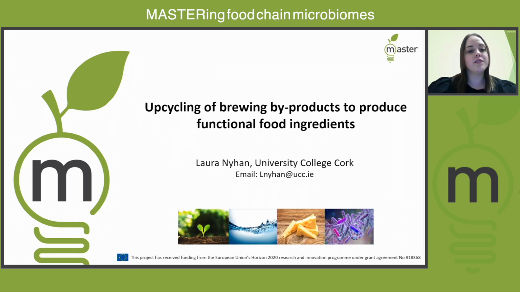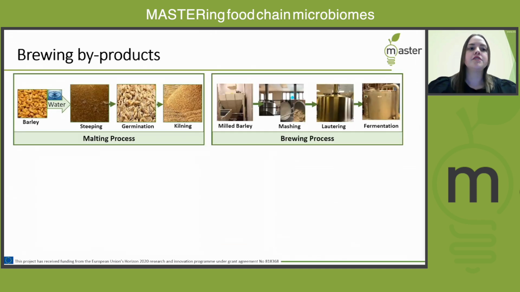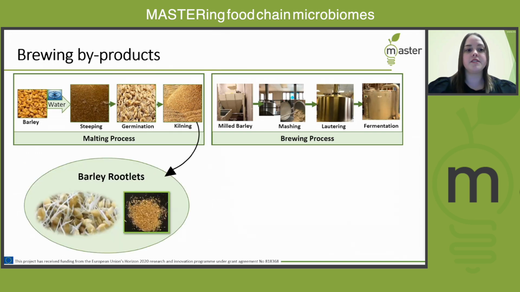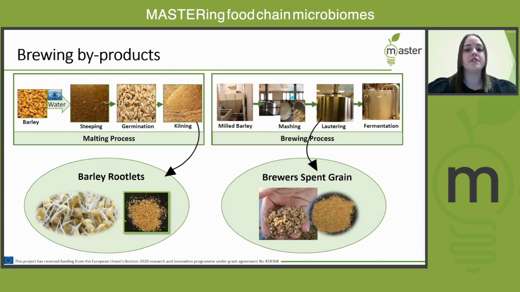And I want to give you a brief overview of the work that we have carried out during the Master project. And our task was the upcycling of brewing byproducts to produce functional food ingredients. So we were working mainly with 2 brewing byproducts. So the first is barley rootlets, which are obtained from the barley malting process. And the second is brewer spent grain.